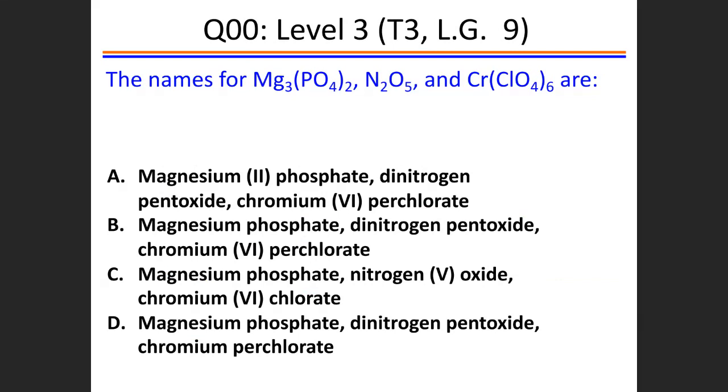The names for magnesium phosphate and dinitrogen penta and chromium perchlorate. See, I think chromium perchlorate. Which one? This one? Magnesium phosphate, dinitrogen, chromium perchlorate. But this chromium is 6. See, this chromium is 6. I think so. Yeah, B.